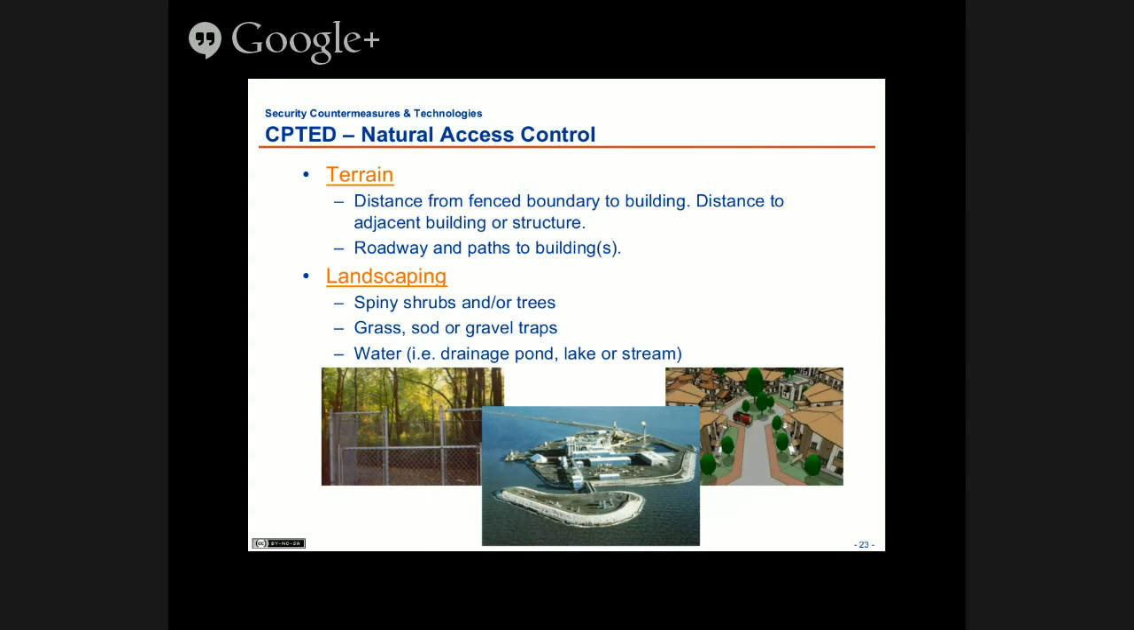Now, in terms of terrain, basically it's talking about the distance from the fence boundary to the building, the distance to the adjacent building or structure, and also the roadway to the path or building. Now, all these items are important.